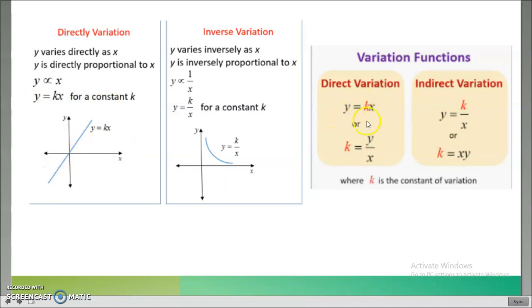It's a line. And so here are some examples. y equals kx, or k is equal to y over x. So it's directly proportional.